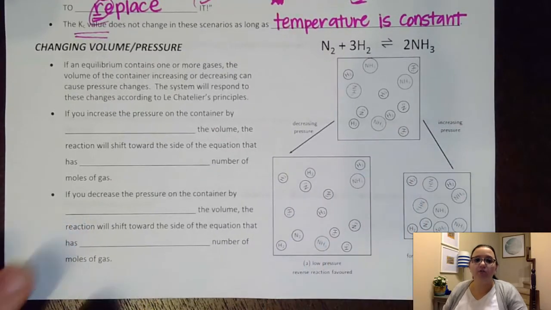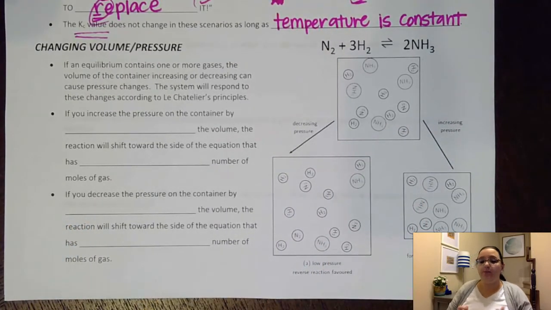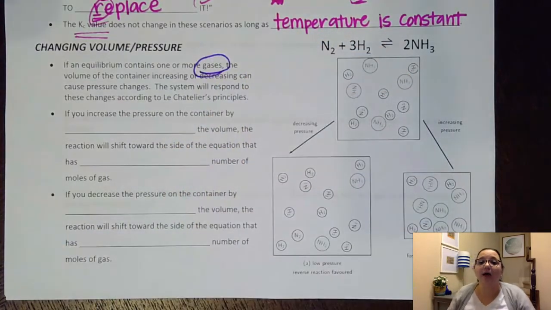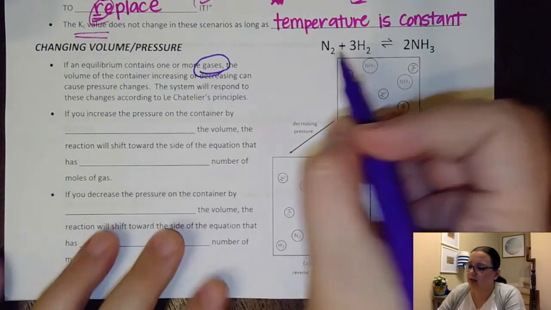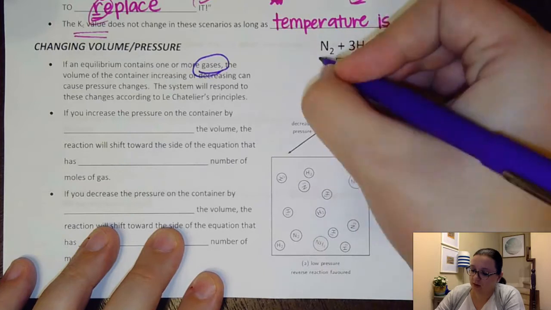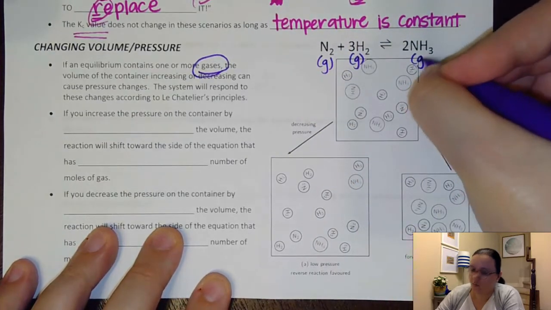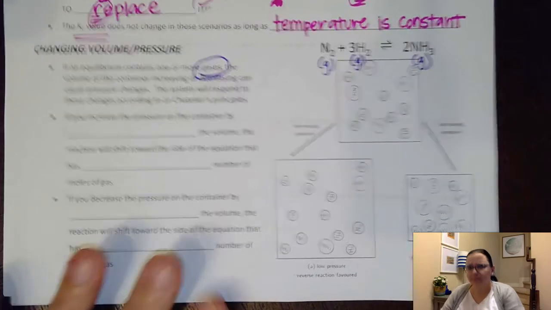The next one I want to talk about is changing volume, which results in changes in pressure. Now, this specific scenario only impacts gases, so we have to be really careful here. We're always looking for reactions that involve gases, and I know this reaction doesn't say so, but technically all of these substances in this scenario were gases, so if you want to go and add that in.